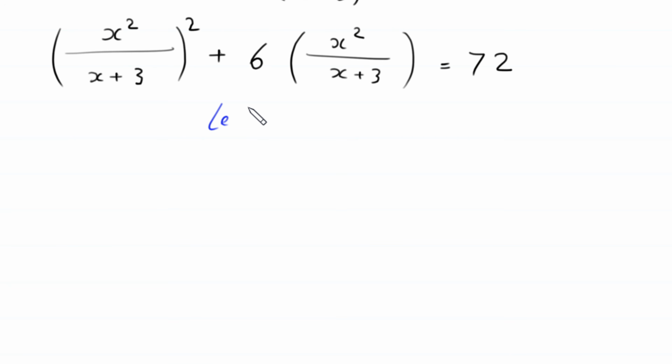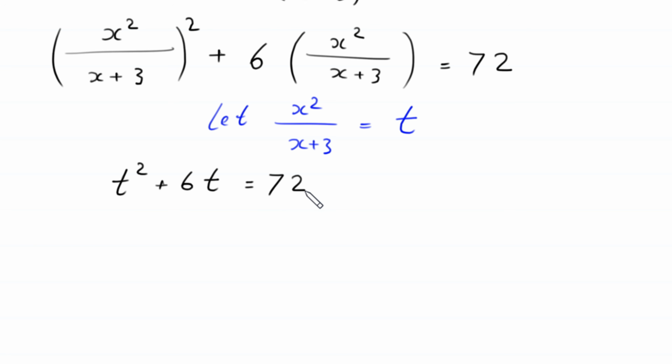Now we suppose that x squared over x plus 3 is equal to t. So this expression will become t squared plus 6 times t is equal to 72. Move this 72 to the left hand side. This will become t squared plus 6 times t minus 72 is equal to 0.